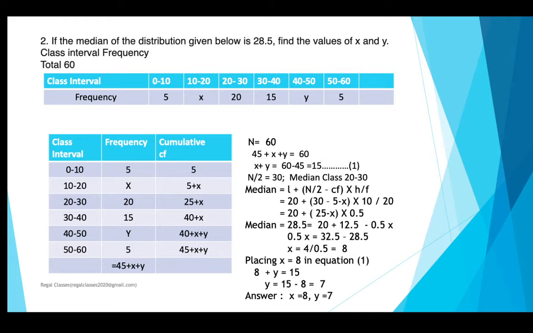Now n is 60. By adding all the frequencies, the value is 45 plus x plus y. So 45 plus x plus y is equal to 60. X plus y is 15. Now n by 2, 60 divided by 2, is 30. Now let us see where the median class is.